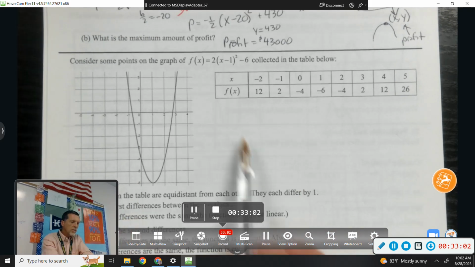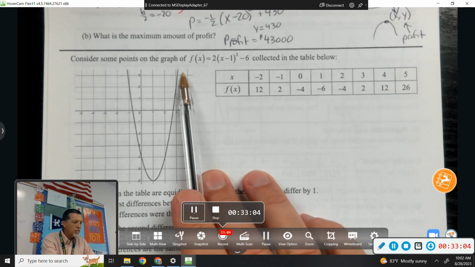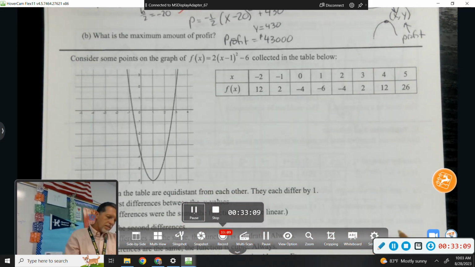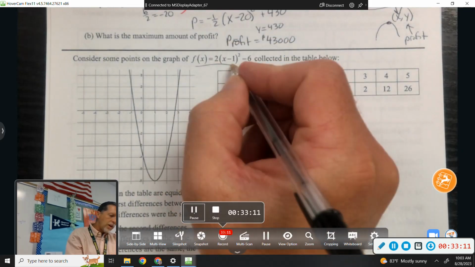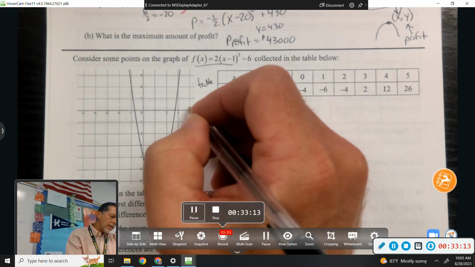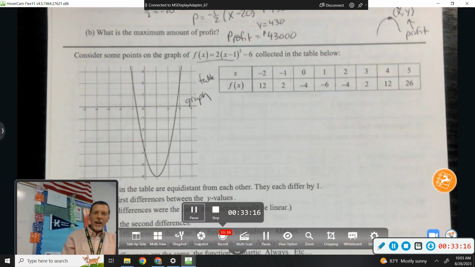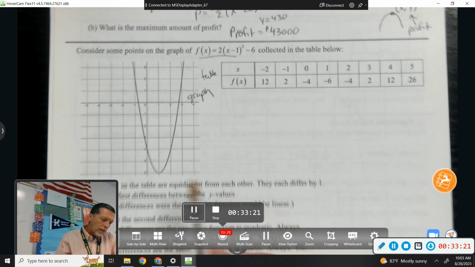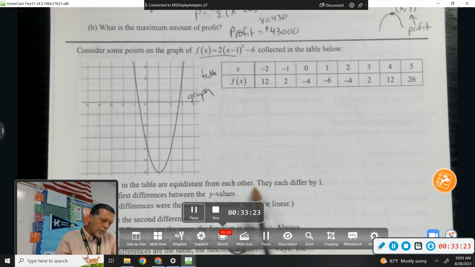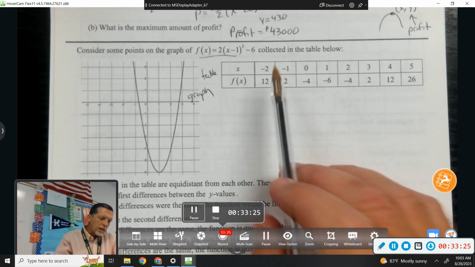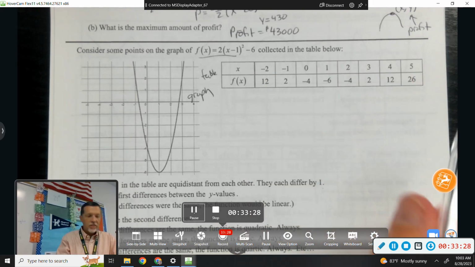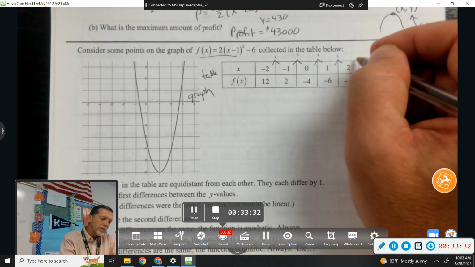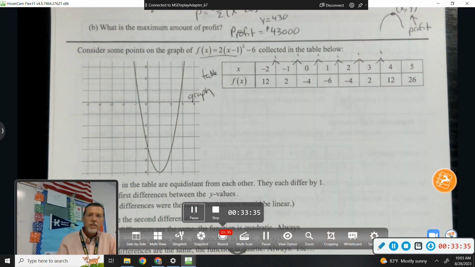All right, last one. Consider some points of the graph collected in the table below. Wow, this is nice because they give me an equation, they give me a table, they give me the graph. What in the world are they even going to ask for? Because they've given me everything. The x values in the table are equidistant from each other. They differ by 1. Okay, that's a good thing to notice. Sometimes they give you tables with random values, and so you got to be careful using those tables. But those are consistent differences of 1.